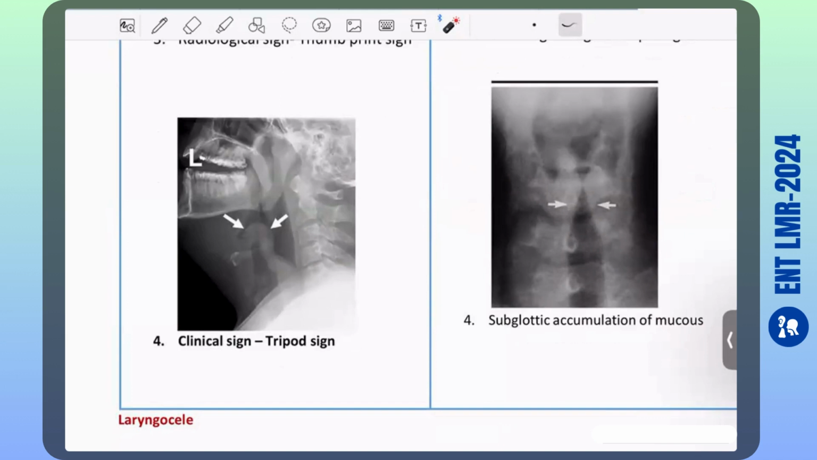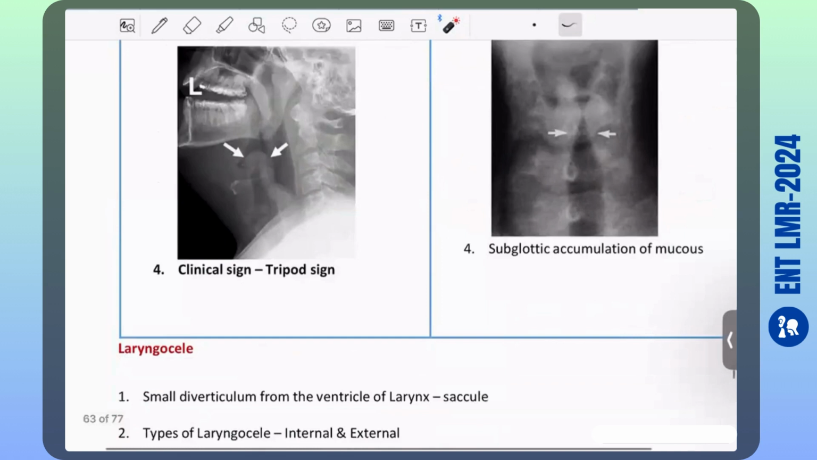The clinical sign in epiglottitis is the tripod sign. Here there is the steeple sign only. Treatment is to give adequate hydration and antibiotics. If the patient is having stridor, do a tracheostomy.